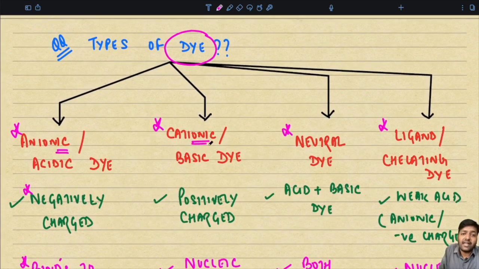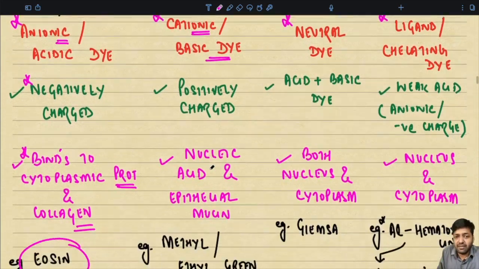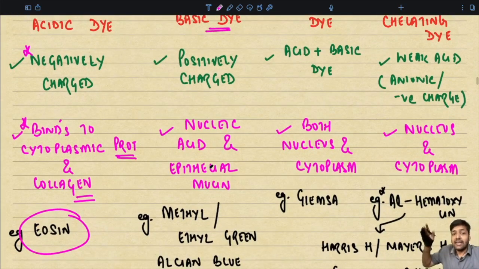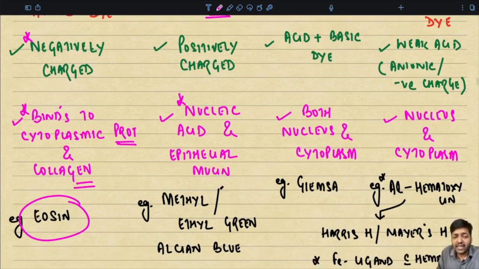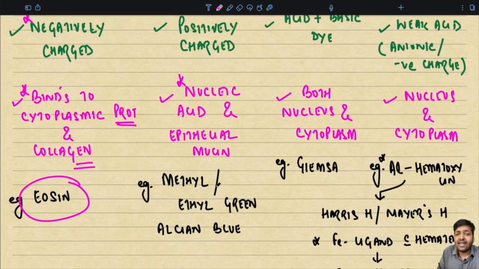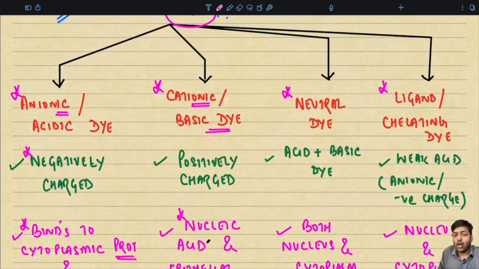Then we have cationic or basic dye, which are positively charged. So they will bind with the negatively charged components like the nucleic acid and the epithelial mucin. What are the examples? Methyl green, ethyl green and Alcian blue. These are examples of your basic or cationic dye.